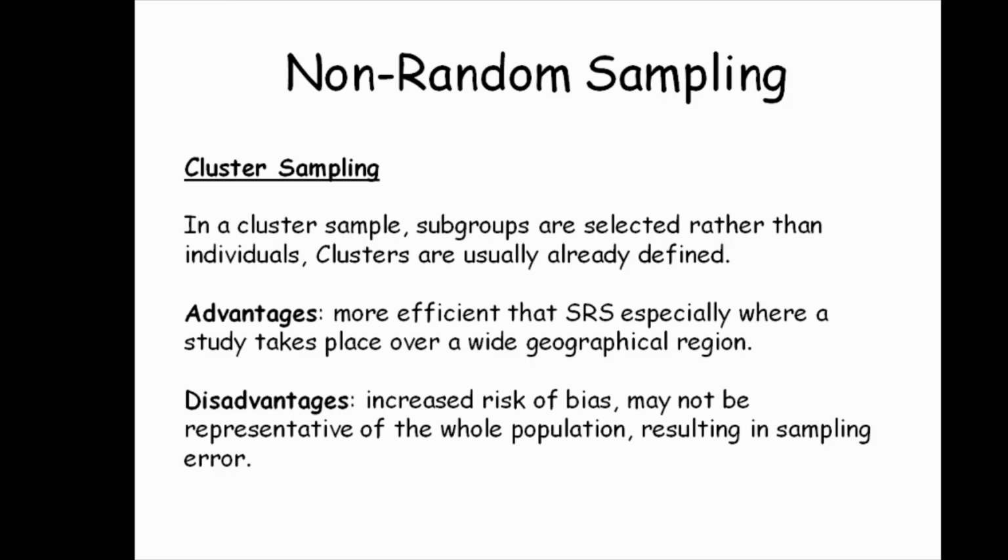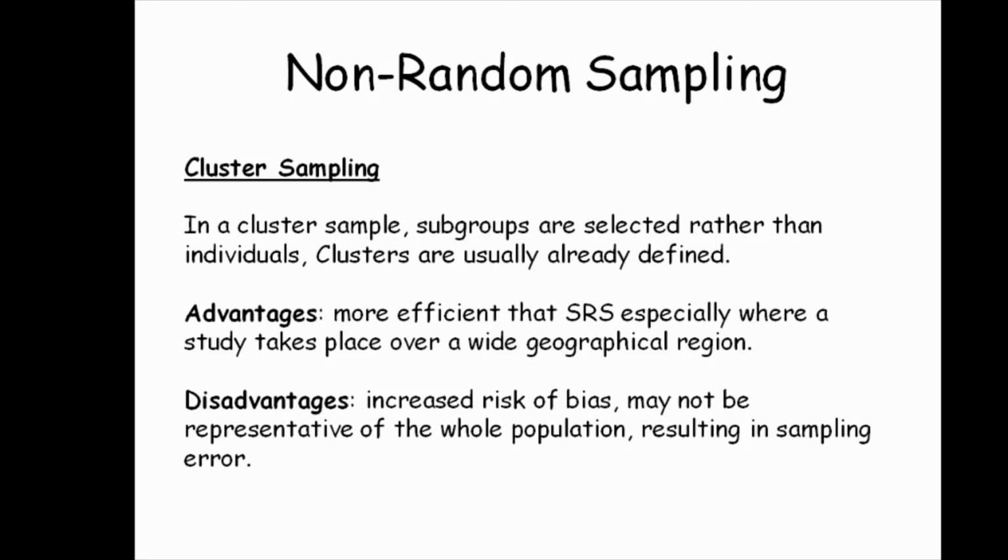The advantage of using this method is it's a lot more efficient than using simple random sampling, especially where a study takes place over a wide geographical region. So what it means by that is if I was to take a poll of how a country was going to vote in the next election, rather than selecting random people, I might say, right, let's just pick this city or this town and just ask them. Might be convenient because I've got easy access to that region. It might have less people, so the sample size of that region is good enough for me to pick, etc.